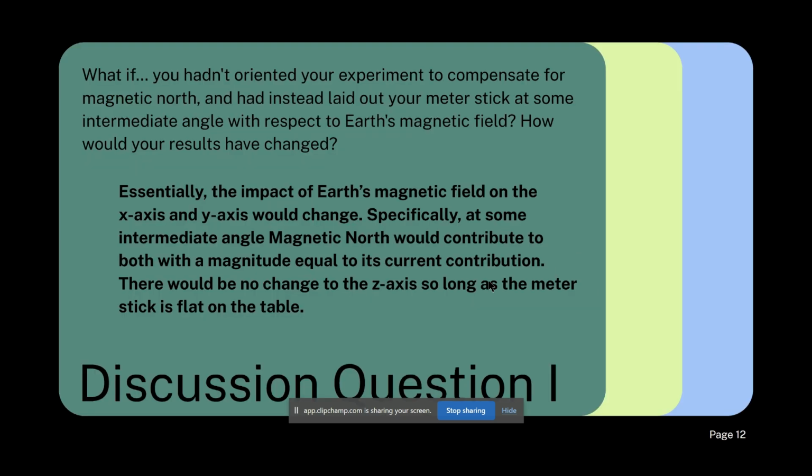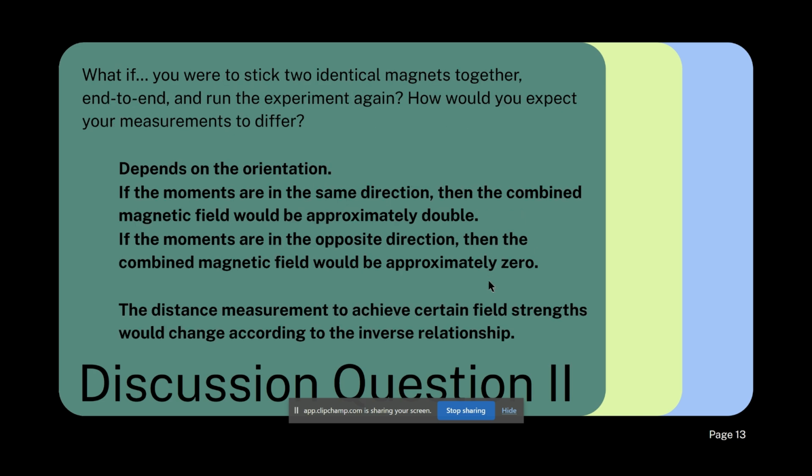Discussion question 1: if we were to put the meter stick at some other angle, how would it respond? So the Earth's magnetic field is always going to be pointing in a certain direction, independent of this meter stick, and essentially it would contribute the same magnitude. It would just change on the X and Y axis depending on how you move that axis, and it's just going to be according to normal trigonometry. But Z would not change.